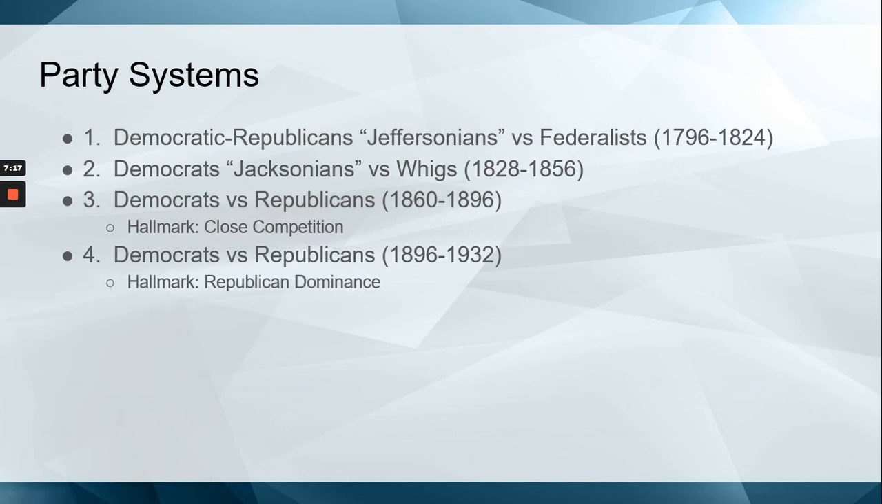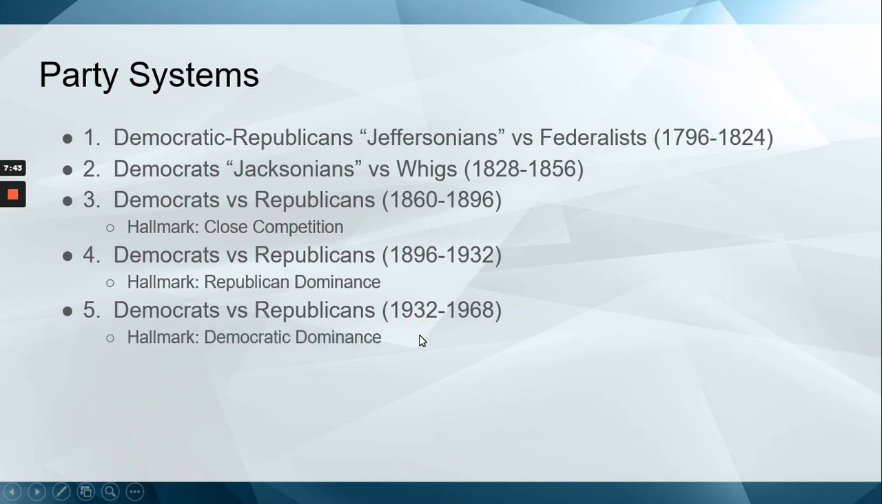The next one is the Democrats versus the Republicans, and this is going to be Republican dominance. For that 40-year period, the Republicans are dominating. The Democrats only win the presidency like one time during that time period. Of course, in 1932, we get the election of FDR, which then moves us into the next one, Democrat dominance. What I'm showing you is the political parties at the time.